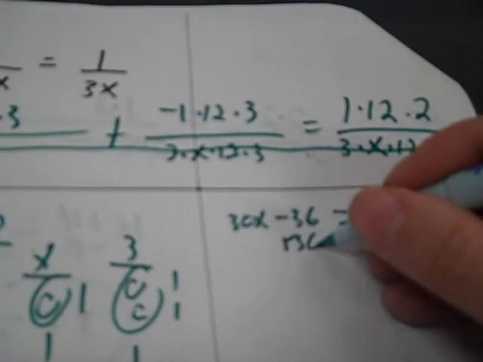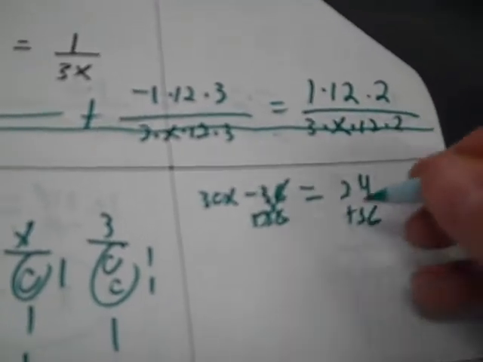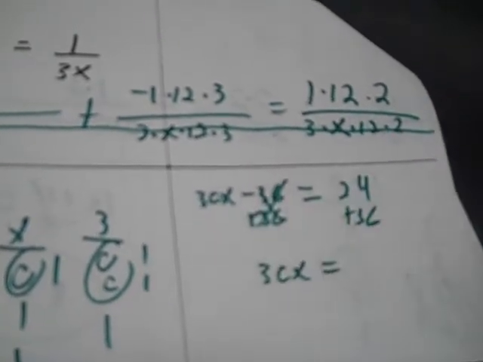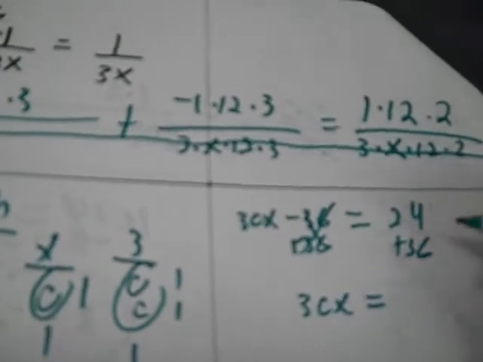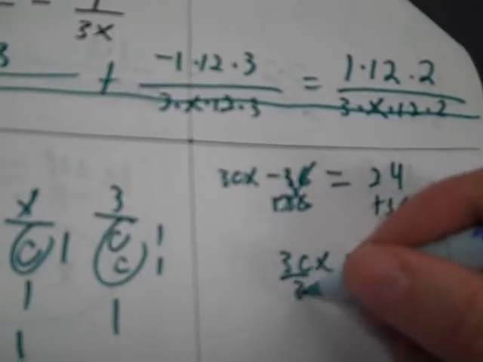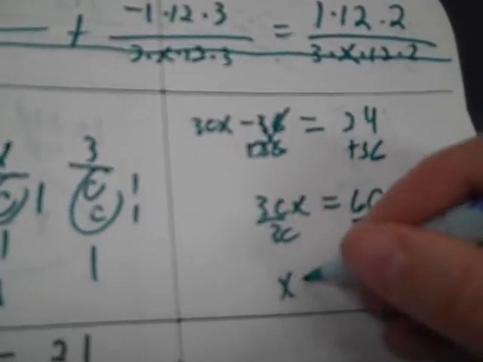And then you just add 36, which is 24 plus 36 is going to be 60, and then I divide by 2, and x is 2.